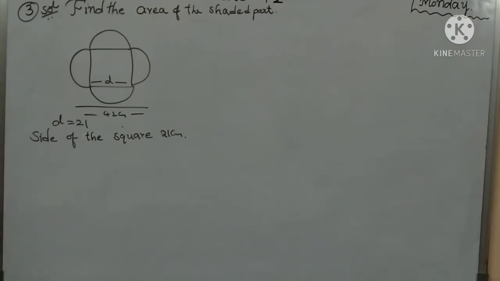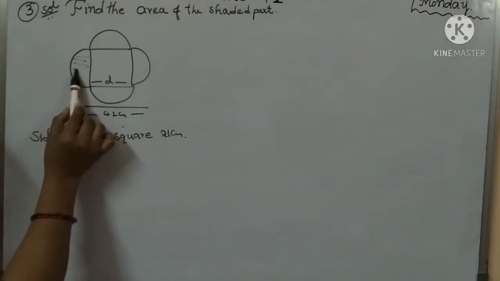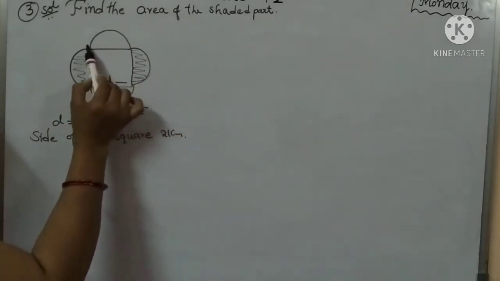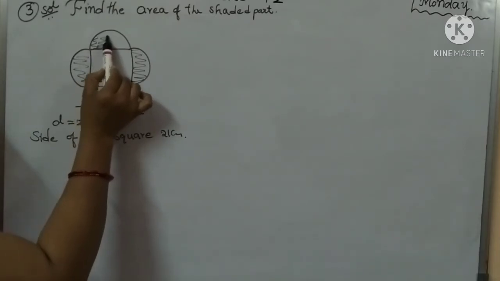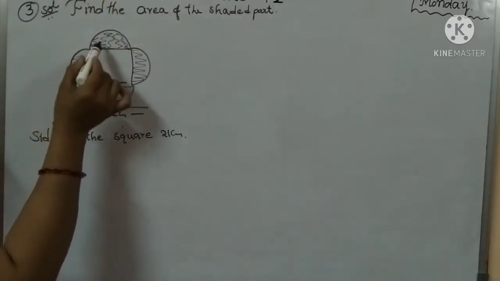Next, third problem. Next, third Roman in first one. Find the area of the shaded region in each of the following figures. So first one is, look at the first one. Find the area of the shaded part. So here 4 sides are shaded parts. Okay. So find the area of a shaded part.